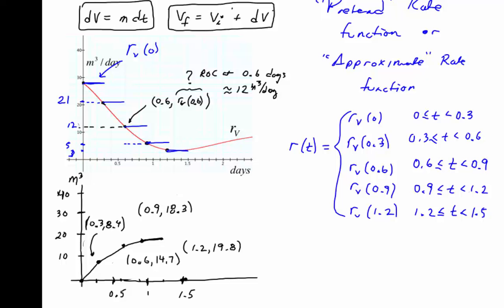Finally, the last moment we said was 3, so the change in volume is 0.9 plus the 19.8, 20.7 at 1.5.